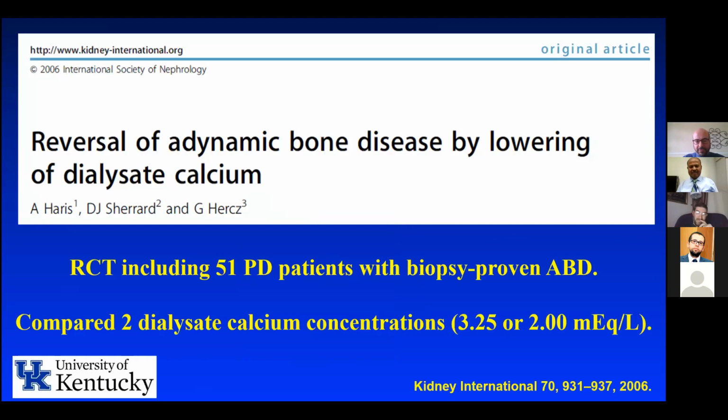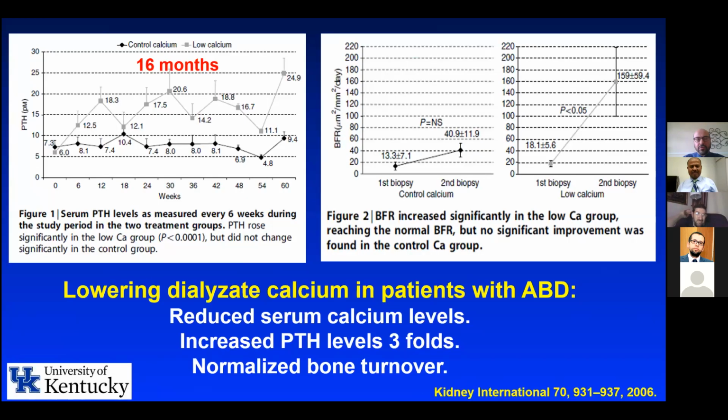So this is a very simple study. It was done on PD patients. They just randomized the patients to either a low or high calcium dialysate, so 3.25 or 2 milliequivalent per liter of calcium in dialysate. And they followed these patients for 60 weeks, so more than a year. That's a very good study.